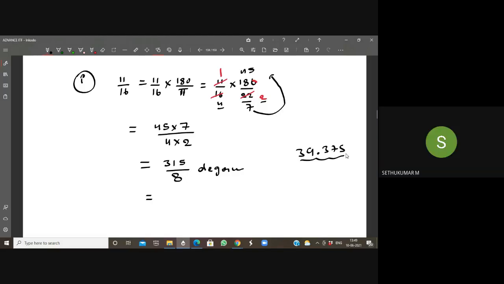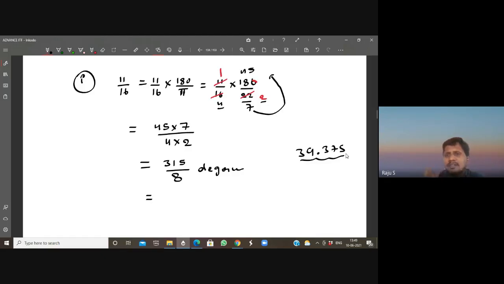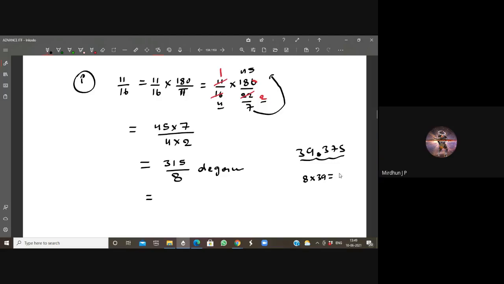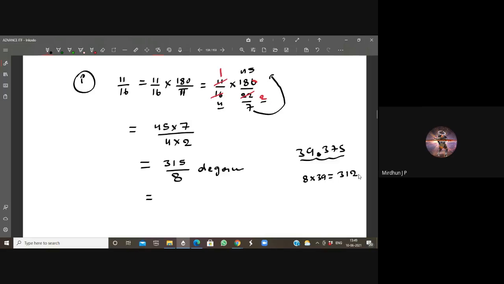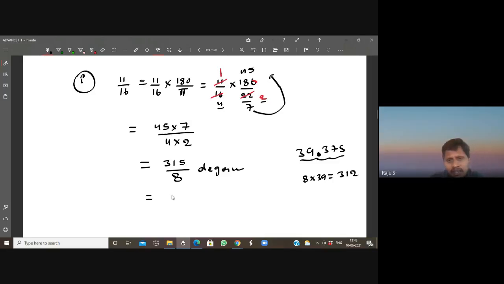Okay, we should not write even decimals also. We should write degrees, minutes, seconds. Okay, fine. 39 we are getting. Okay, what is 8 into 39, student? 8 into 39, 312, sir. Okay, 312. Shall I write here 315 as 312 plus 3 by 8? So we have to write degrees like that.